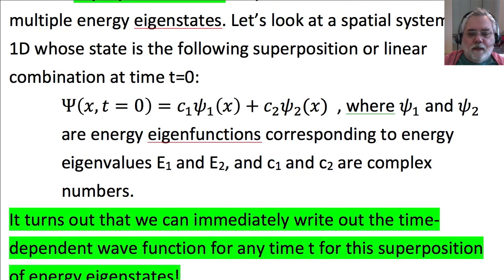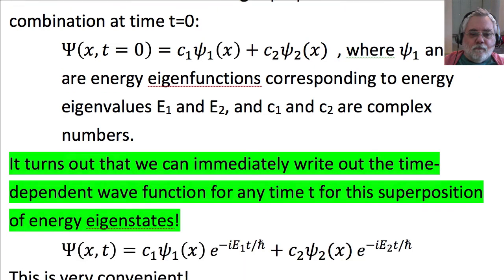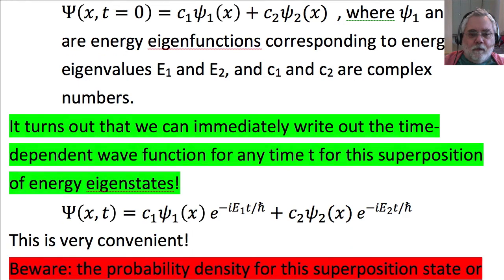It turns out we can immediately write out the time-dependent wave function for any time t for this superposition of energy eigenstates, which makes it very useful. Capital psi of x and t equals c sub 1 psi sub 1 of x times this complex exponential with energy E sub 1 plus c sub 2 psi sub 2 of x times this complex exponential with energy E sub 2. This is very convenient. So we knew psi of x at time t equals 0. We knew it at all positions in space.